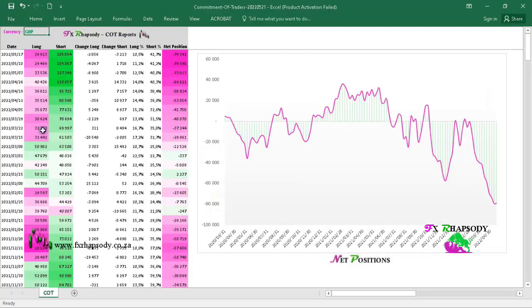If we look at our COT reports, we are focusing on the British pound Japanese yen.